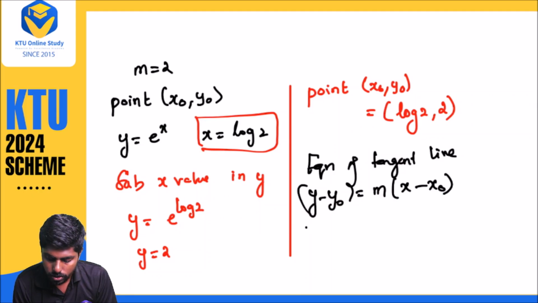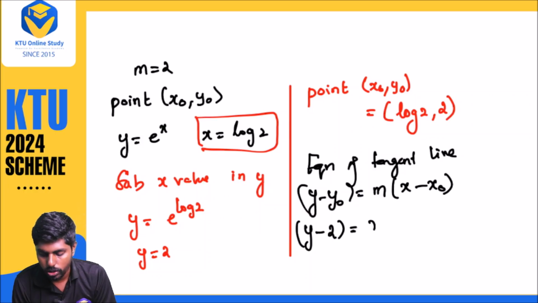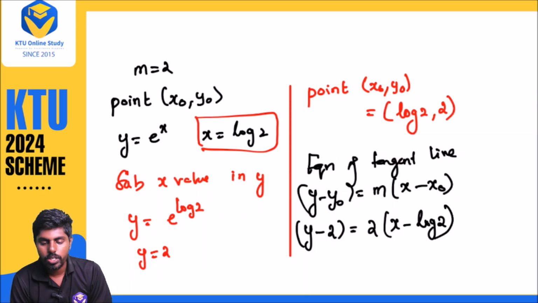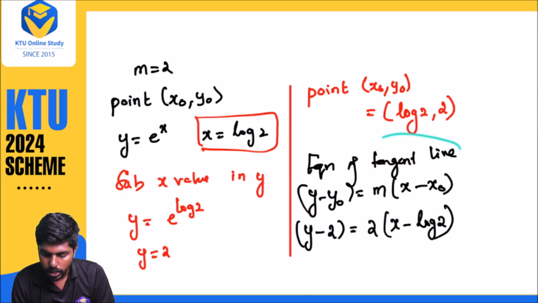So what is the answer? That is y minus 2, where y naught is equal to 2, is equal to m, and m equal to 2, into x minus log 2. So this is your equation of tangent line.